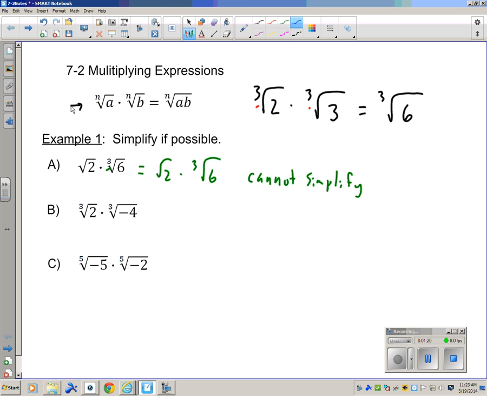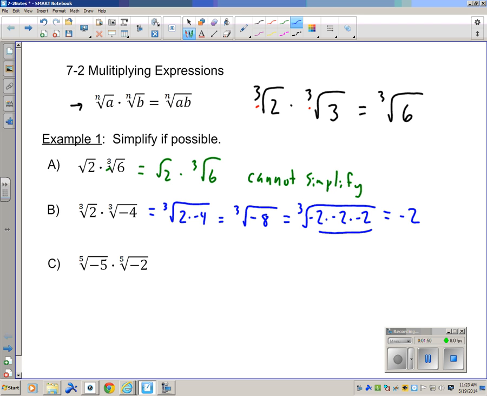So letter B, we could go ahead and combine those. We could end up saying the cube root of 2 times negative 4, and 2 times negative 4 is negative 8. So now I could think, what times what gives me negative 8? If I want to write it out, it's negative 2 times negative 2 times negative 2. And so the cube root of that would be negative 2, because there are 3 negative 2's in here. Or you could just do it on your calculator and find out what the cube root of negative 8 is.